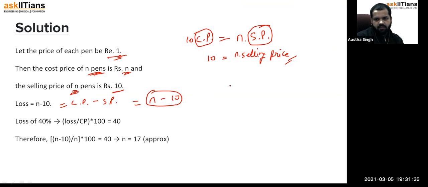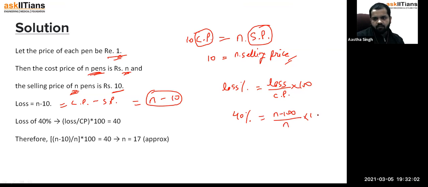And loss percentage is given. Loss percentage is loss divided by cost price multiplied by 100. Loss percentage will be what? Given 40%. Loss is your n minus 10. CP of n pens is n, multiplied by 100. If you just solve it, you will get your n as 50 by 3. That is 17 approx.